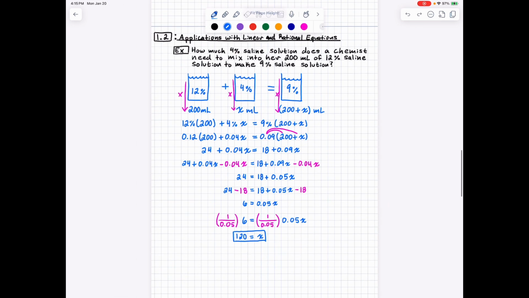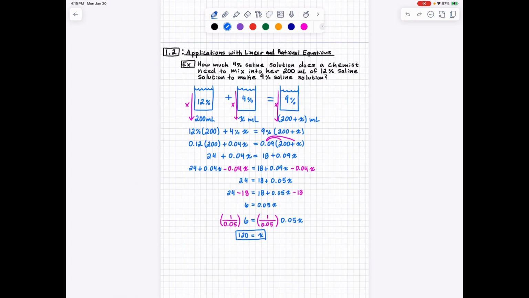So if we look up here, we were asked how much 4% saline solution does the chemist need to mix into her 200 milliliters of 12% saline solution to make 9% saline solution. So imagine I go up to this chemist and I just say 120. She's going to look at you very confused because she's going to think, what do you mean 120 what, right? It took us a little bit of time to figure out the problem. She's already on to something else. You just come up to her and say 120. She's going to get a little confused. So it's important that we write a sentence.